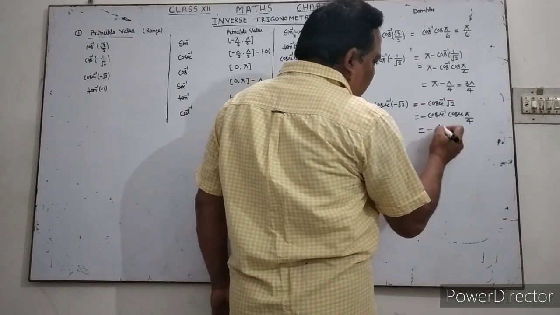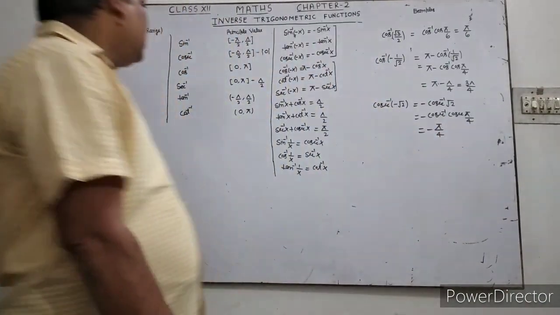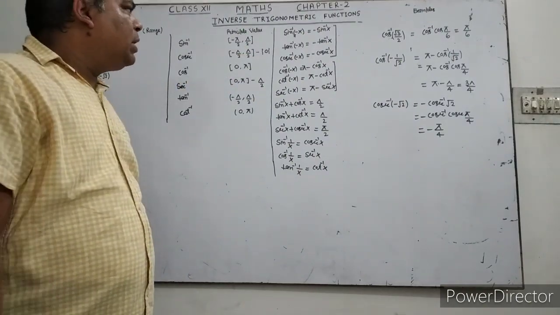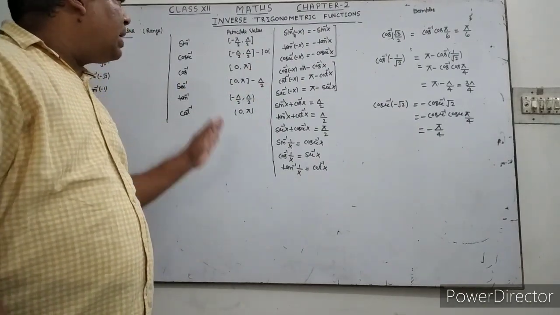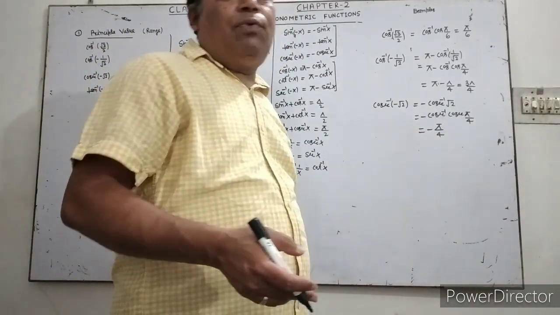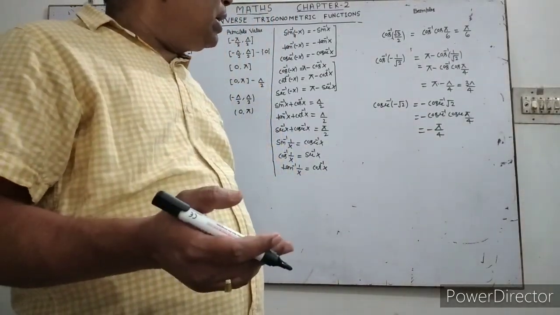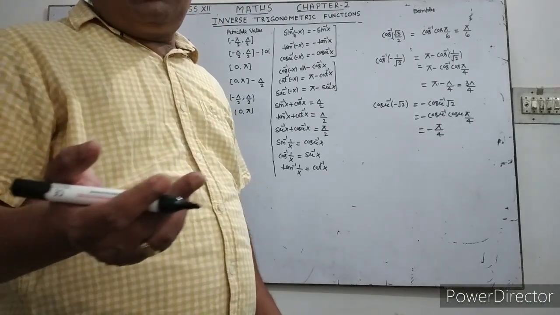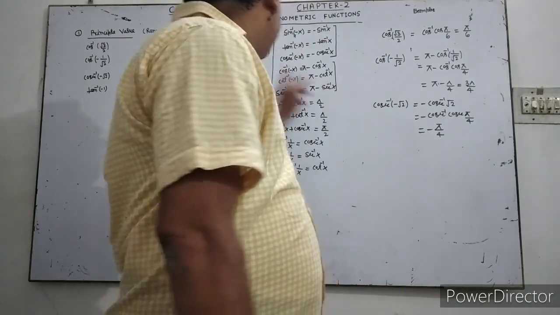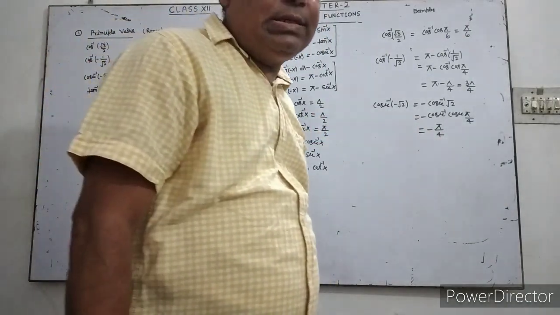Now what is the range? What is the range of the cosec inverse? The range is minus pi by 2 to pi by 2 except 0. This means minus 90 to plus 90. And this is minus pi by 4. Minus pi by 4 means 45 degree. Then this is in between the range.